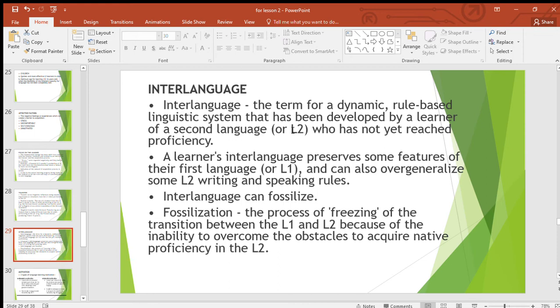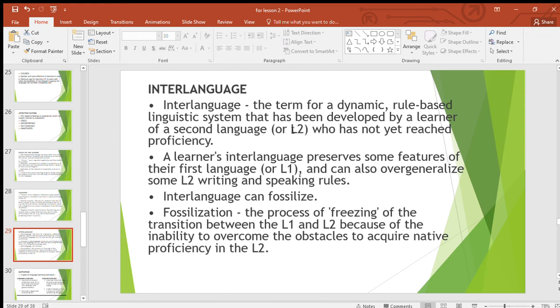When we say fossilize, it is fossilization, the process of freezing of the transition between L1 and L2 because of the inability to overcome the obstacles to acquire native proficiency in the L2.